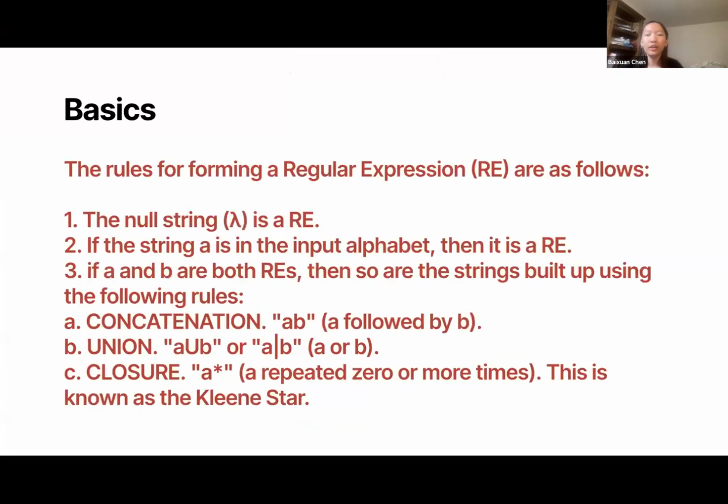Okay, so here are the basics. These are the following rules. There's a null string that is a RE, and for example, if any string is in the alphabet, then it is an RE, and if A and B are both REs, then so is the string built up following it. This will make sense in a second when we do the practice problems. Concatenation is just, for example, an A followed by a B, like A and B put together, and then a union is A union B.